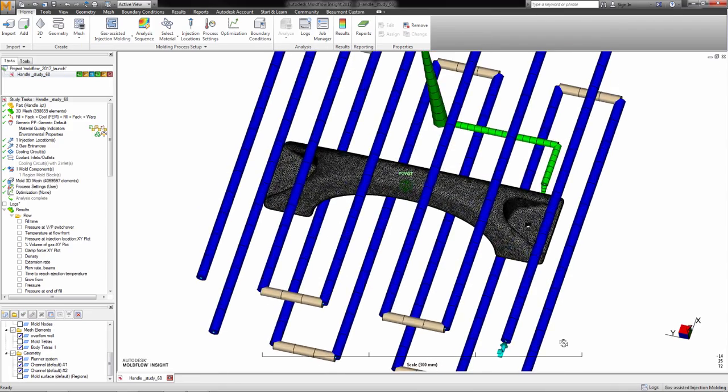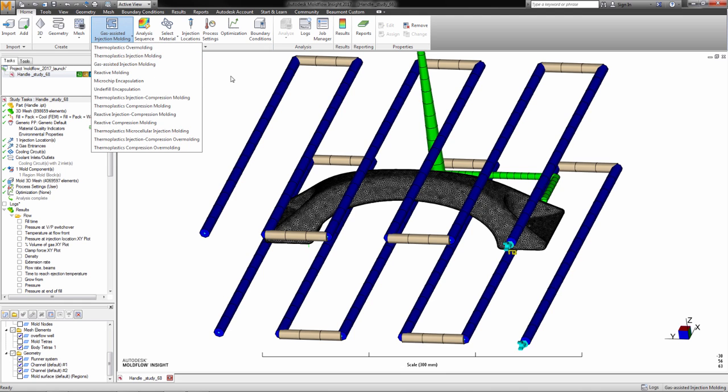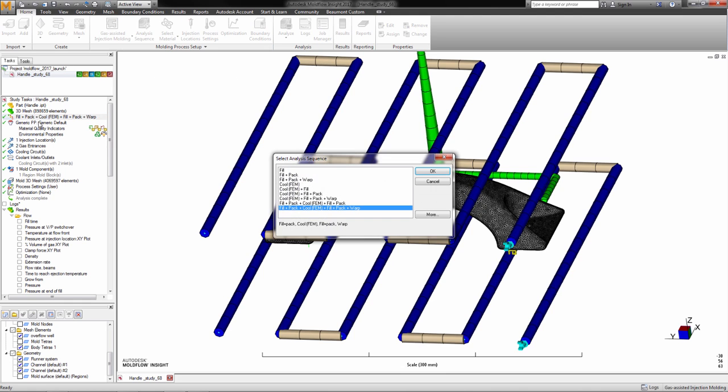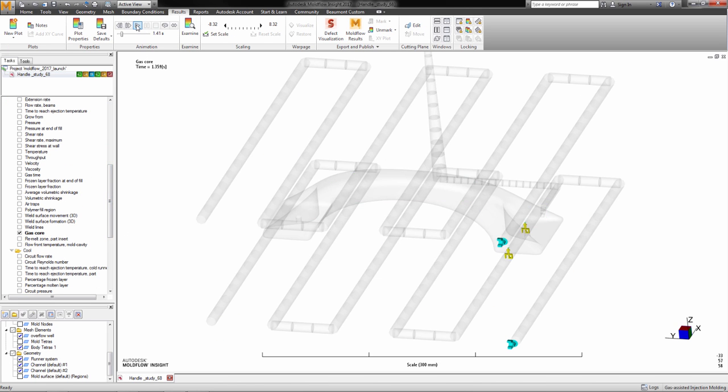Cooling is also available for gas-assist injection molding. The temperature of the mold and the gas bubble are dependent upon each other. The size of the bubble will affect the heat load of the tool. Using the cooling analysis sequence allows the user to consider their cooling system when simulating 3D gas assist.